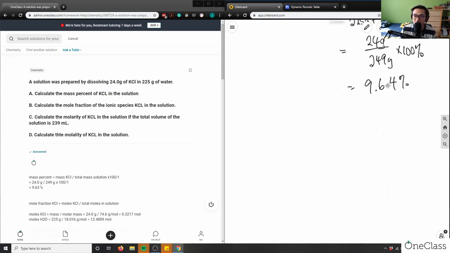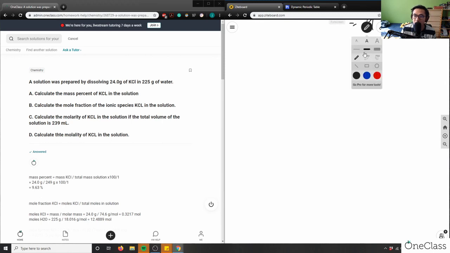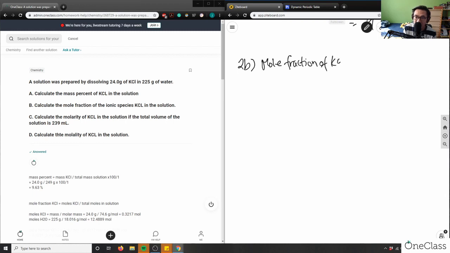Sweet. So let's look at B here. 2B says calculate the mole fraction of the ionic species. So we're talking about the mole fraction of KCl in solution, right? So what do we mean when we talk about mole fraction? Take a moment to think about this problem as well. What is a mole fraction?